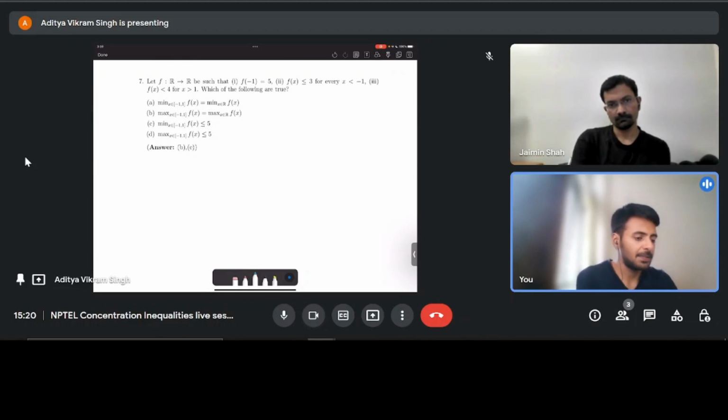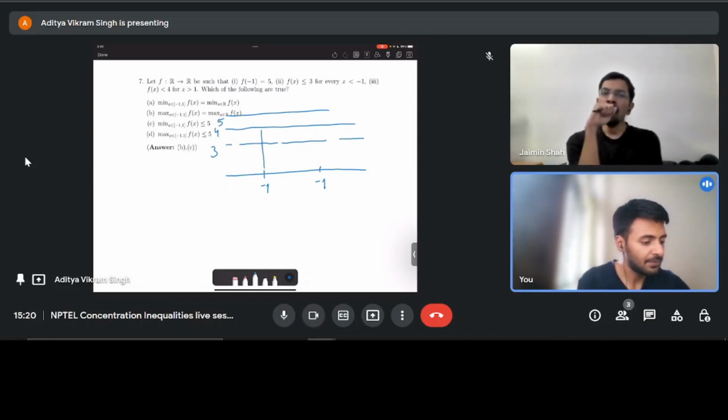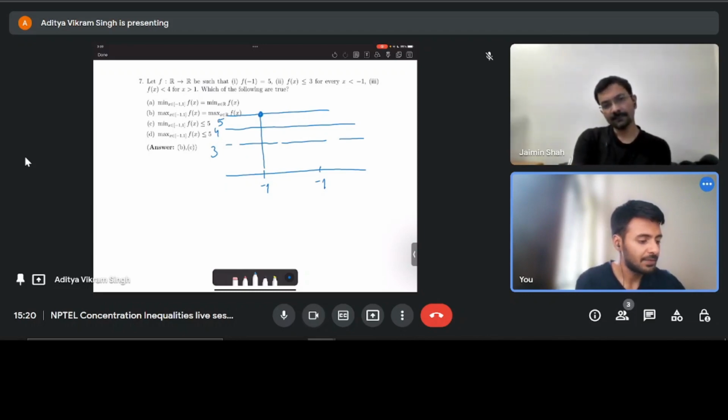Yeah, and the seventh question is basically to hammer home that earlier idea that if you have certain things, you can make the constrained problem unconstrained under certain conditions. So what we have here is some function. Suppose this is 3, this is 4, this is 5. We know that f(-1) is 5. f(x) is less than or equal to 3 for every x less than -1. So the function can be something like this or anything, but it's less than or equal to 3.